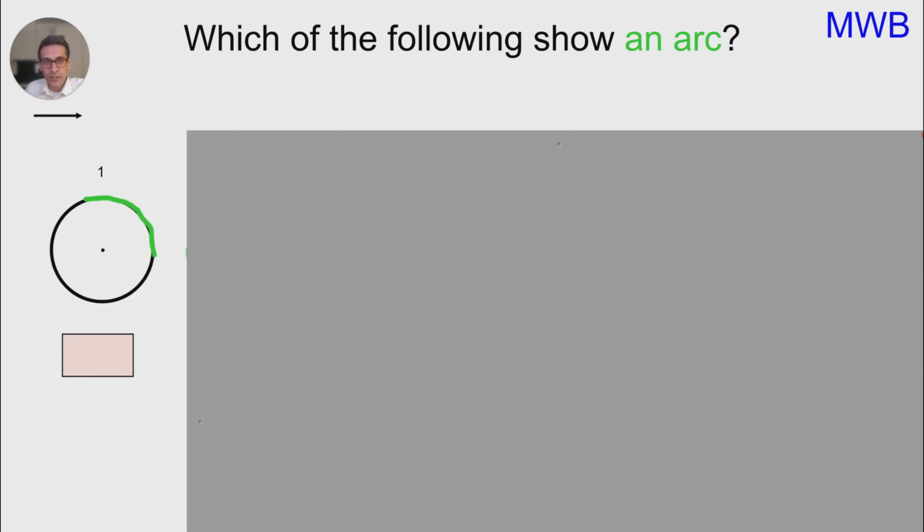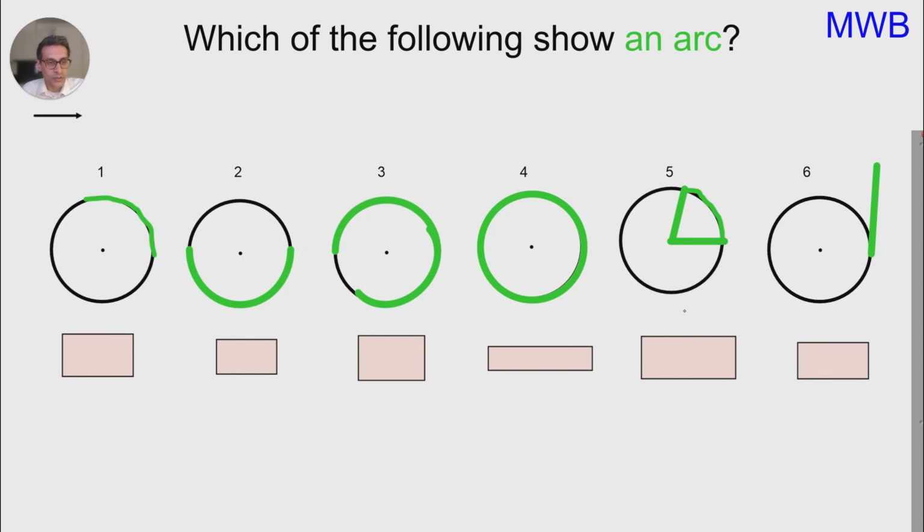Okay, now we've looked at those. Which of these show arcs? Some of these are not amazingly well drawn, but you can see question 1 is an arc. Question 2, now this is a semicircular arc, so that's correct. This is a major arc. This is the circumference, so we're going to say no to this one because the whole thing together is a circumference. This is showing a sector, so we're going to say no. Although there is an arc here, it's not what's been highlighted, and this is obviously not an arc, it's just a tangent.